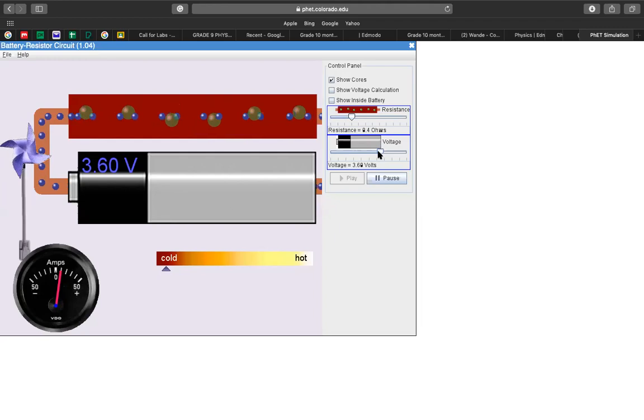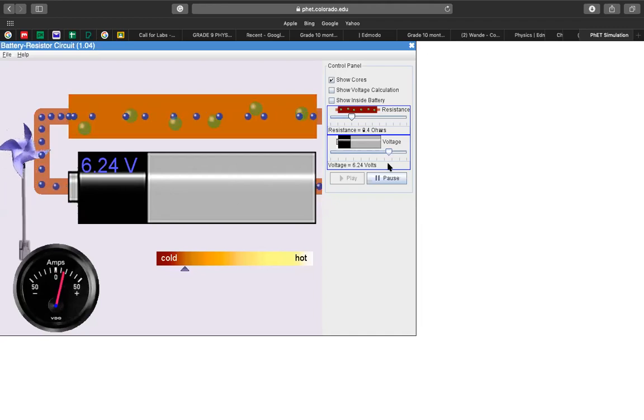What happens when we increase the voltage again? It gets hotter. It gets closer to 50, right? Yes, sir. So it goes up now to about 20. All right, that's what we really want to get from this.